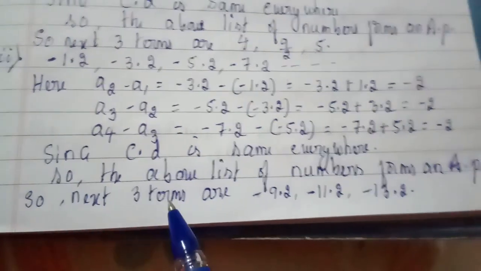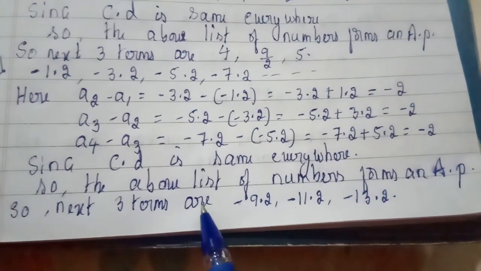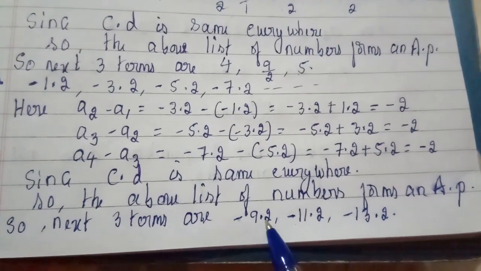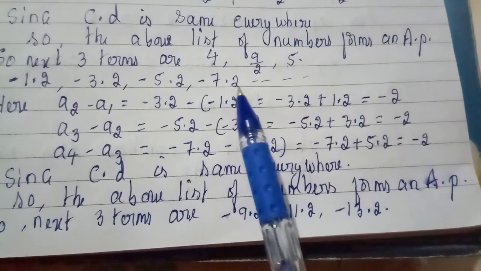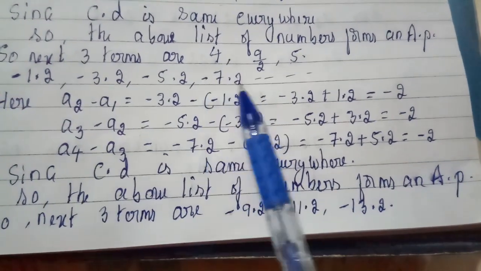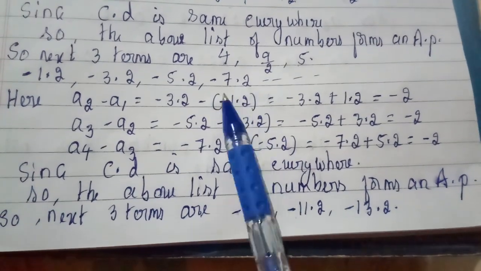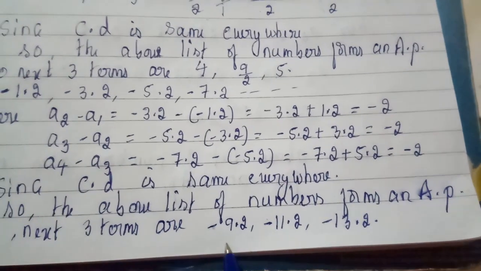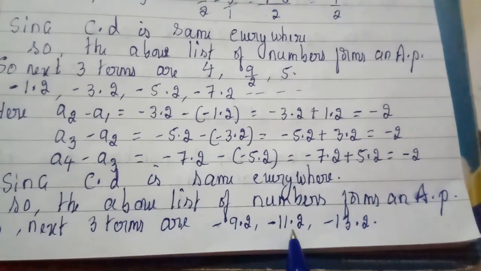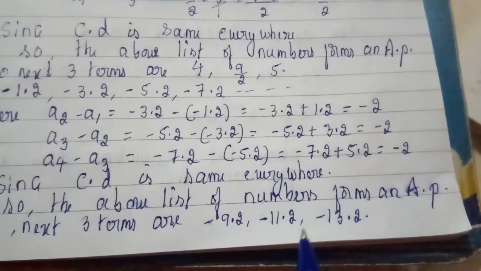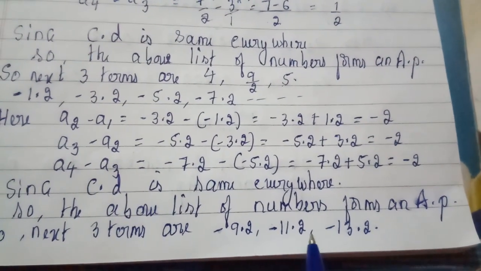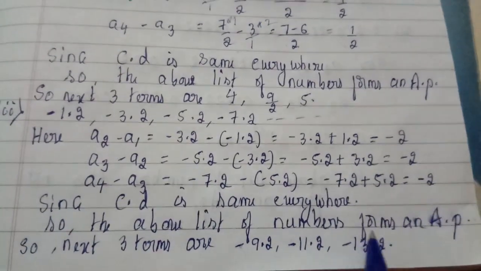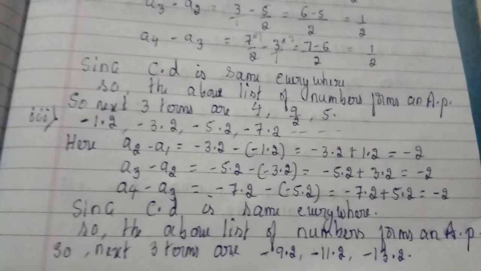Again I need to find the next three terms. How to find the next three terms? Here he has given the fourth term. Now I need to find the fifth term. To find the fifth term you have to add minus 2. Minus 7.2 plus minus 2 becomes minus 9.2. Next number, minus 9.2 plus minus 2 becomes minus 11.2. Minus 11.2 plus minus 2 becomes minus 13.2. So these are the three next terms for this series.